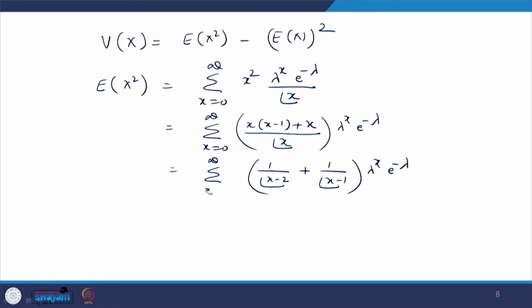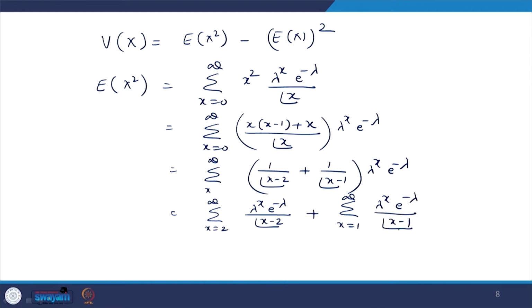Here, for this summation x starts from 2 and for this summation x starts from 1. So, we can say that it is summation x from 2 to infinity of lambda raised to power x e raised to minus lambda upon factorial x minus 2, plus summation x from 1 to infinity of lambda raised to power x e raised to power minus lambda upon factorial x minus 1.